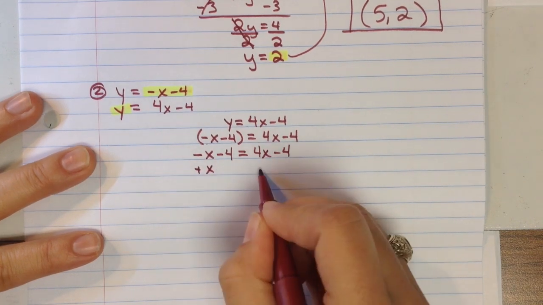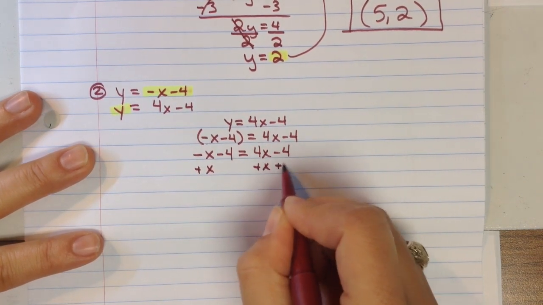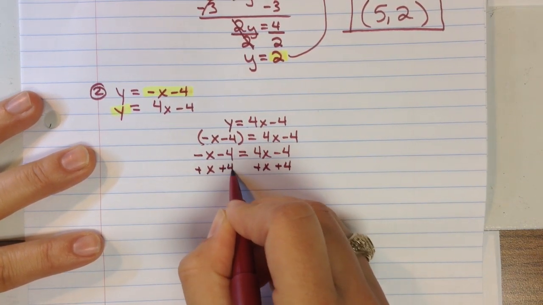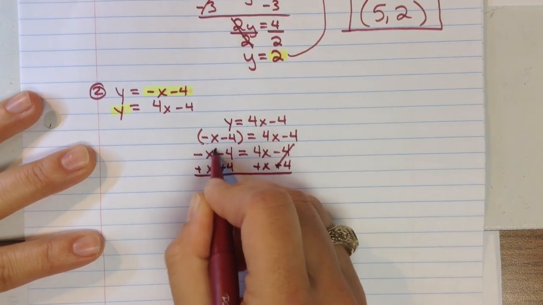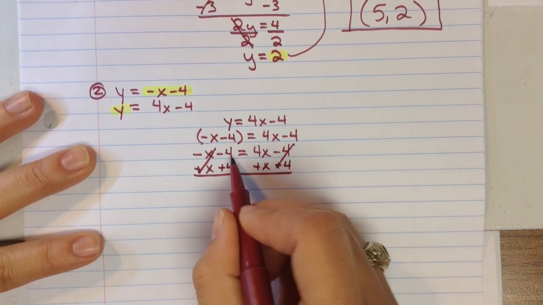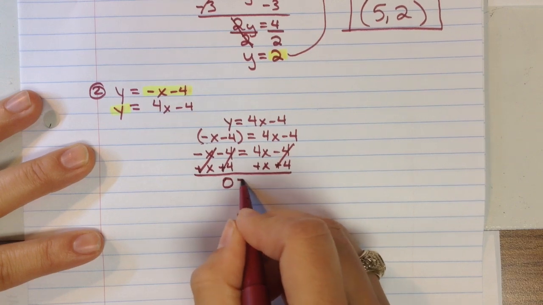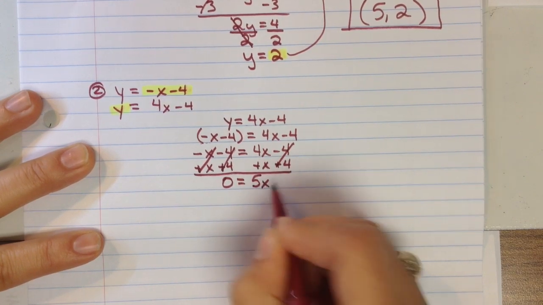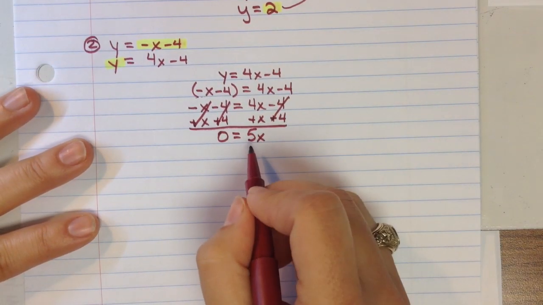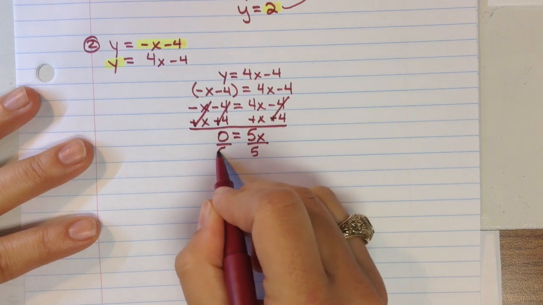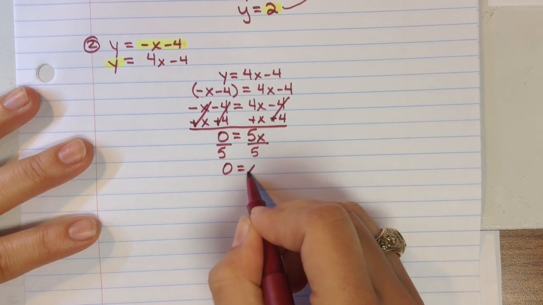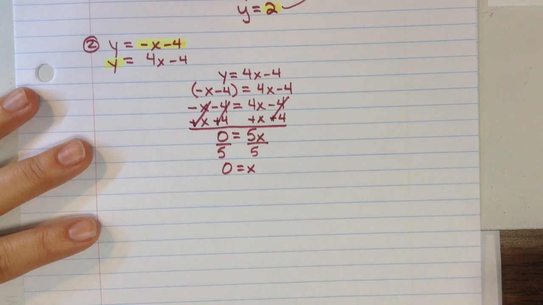I would add x to both sides and add 4 to both sides, which gets rid of the 4 on this side and the x on that side. And surprisingly enough, the 4 over here. This would be 0 equal to 5x. Divide by 5. Divide by 5. 0 divided by 5 is still 0. So that is 1/2 of the answer.